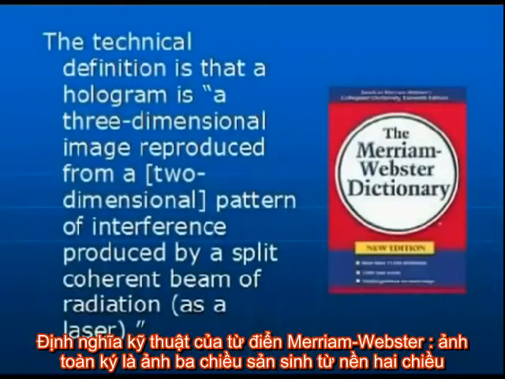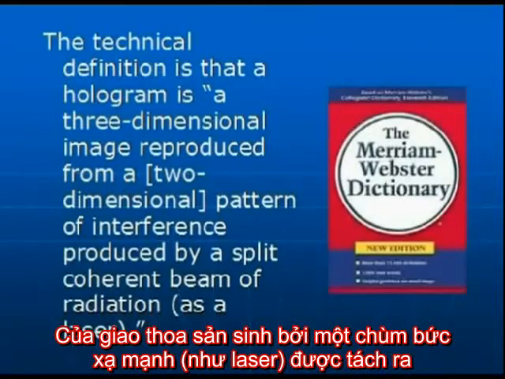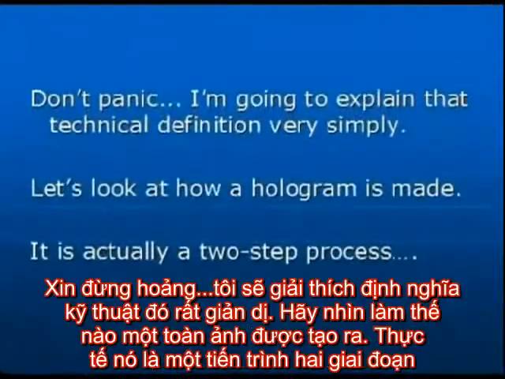The technical definition from the Merriam-Webster Dictionary is that a hologram is a three-dimensional image reproduced from a two-dimensional pattern of interference produced by a split coherent beam of radiation as a laser. Please don't panic. I'm going to explain that technical definition very simply. Let's look at how a hologram is made.